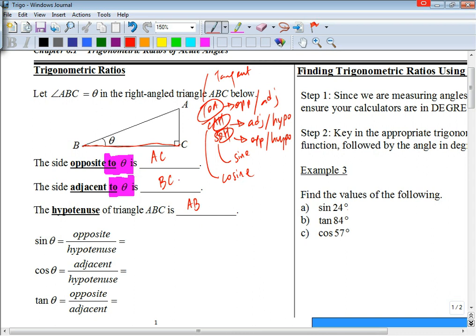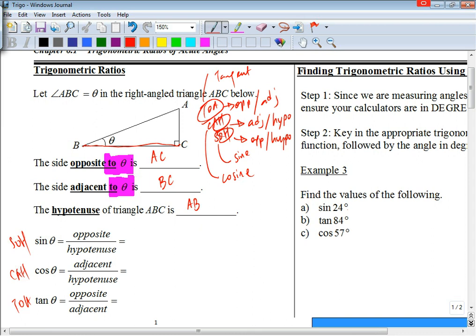Can we also say that AB is adjacent to theta? Because it looks like it's beside, isn't it? But we give it a special name. We call it the hypotenuse. Why? It is the longest side of the right angle triangle. Okay? So adjacent to theta, we only consider BC. Okay? So, this is your SOH CAH TOA.